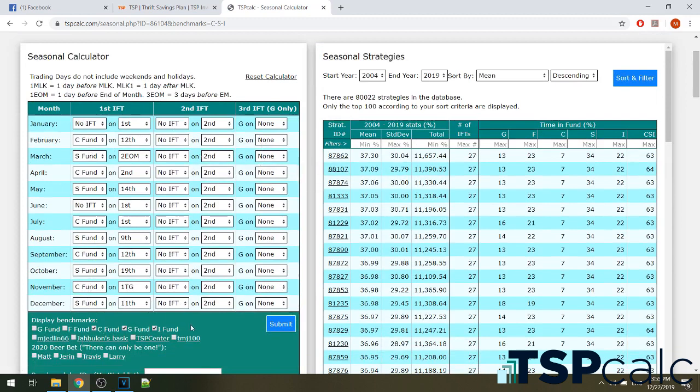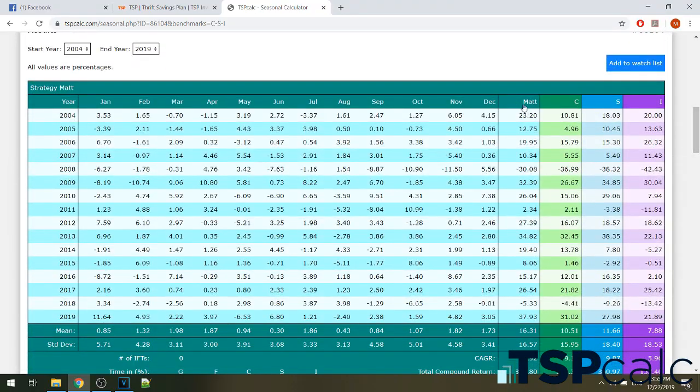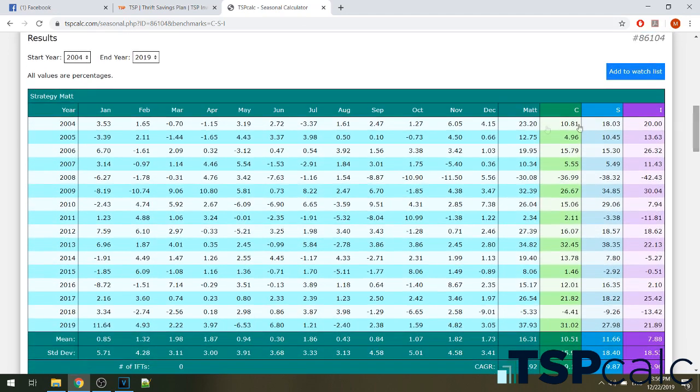My benchmarks have stayed the same. So now, instead of 88,318, we're actually looking at strategy MAT. This is one of the very few strategies that has a name associated with it. That happens to be my name, and it's just a coincidence that I'm making a video talking about the strategy that I have named after myself. Just pure coincidence. But anyway, my strategy, 86104, it's called MAT here.